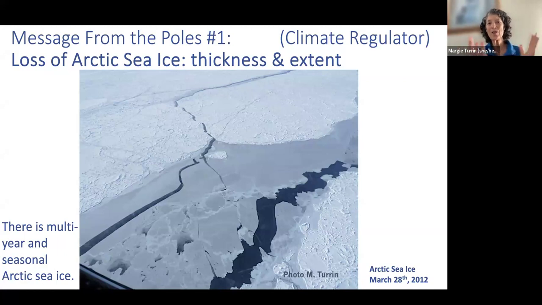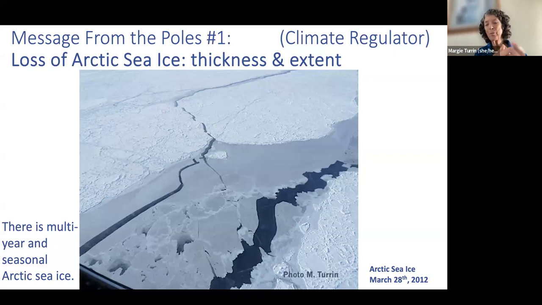So the first message, of course, is this big loss of Arctic sea ice in both thickness and extent. This is a picture from 2012, which was from March. I happened to have been up there on a project. And interestingly, later that year, we had the largest sea ice minimum in the summer that we have had to date. It had to do with atmospheric circulation, so again, that tie to atmosphere that just shoved not only annual ice, but a lot of multi-year ice out of Fram Strait.